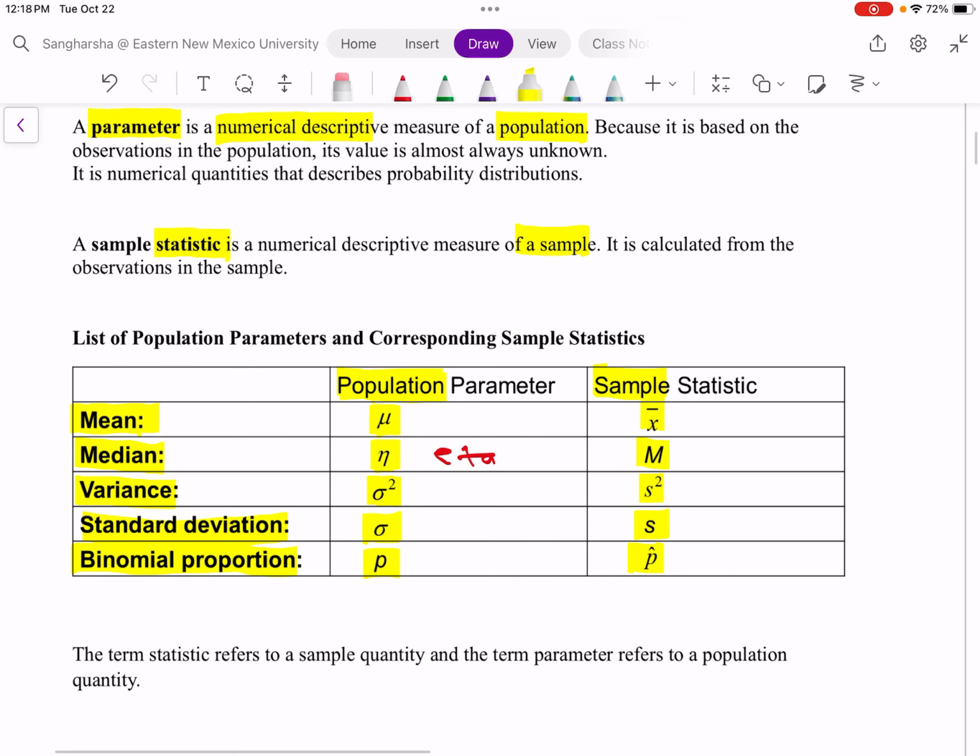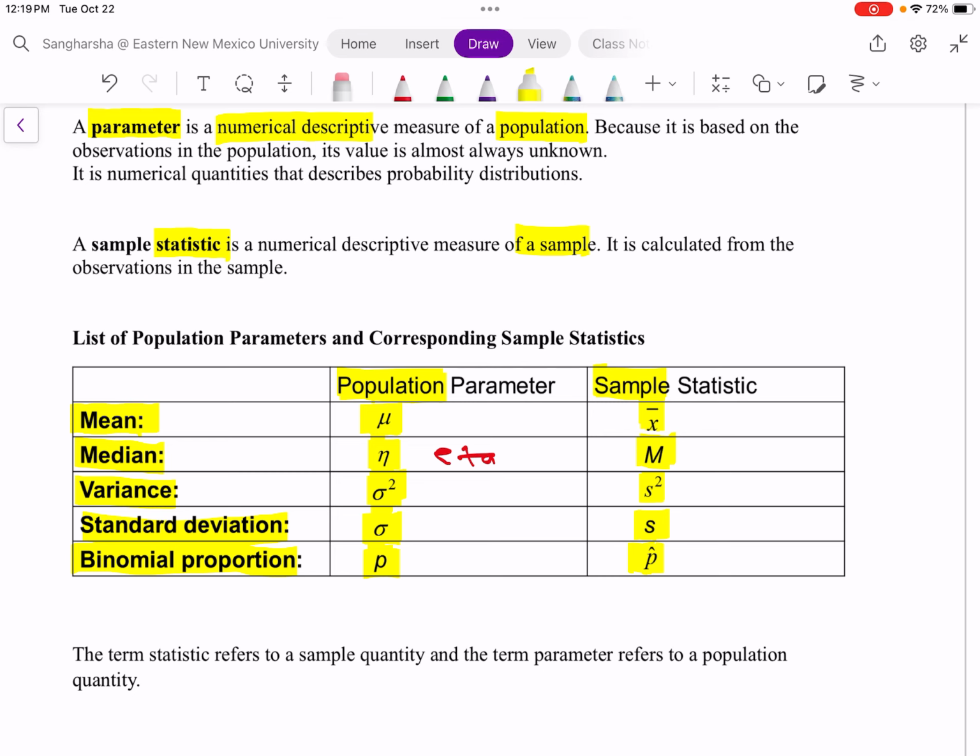So we have this mu, eta, sigma square, sigma, p. These are the parameters. So we use parameters for the population. We have x bar, median m, s square, s, p hat for the sample, and we call these statistics.